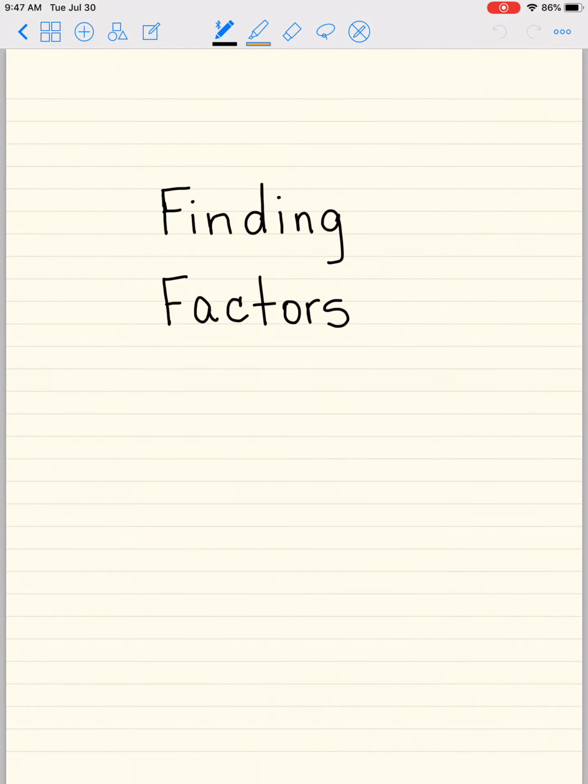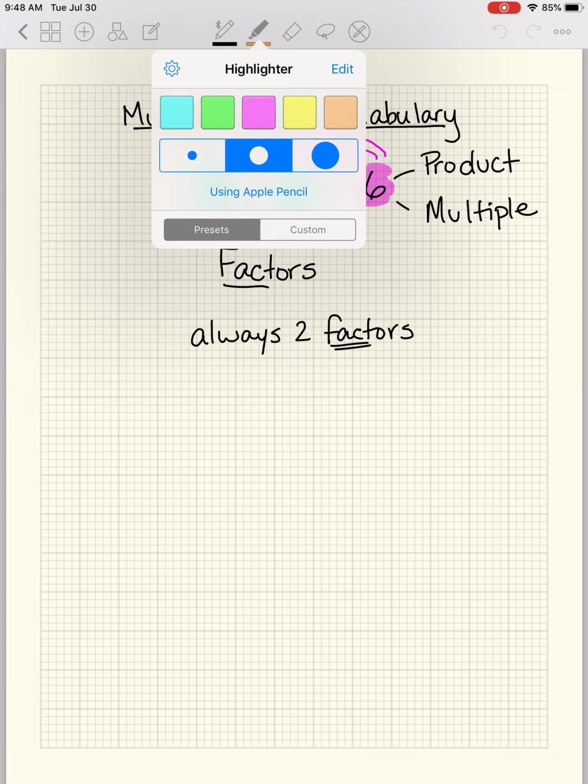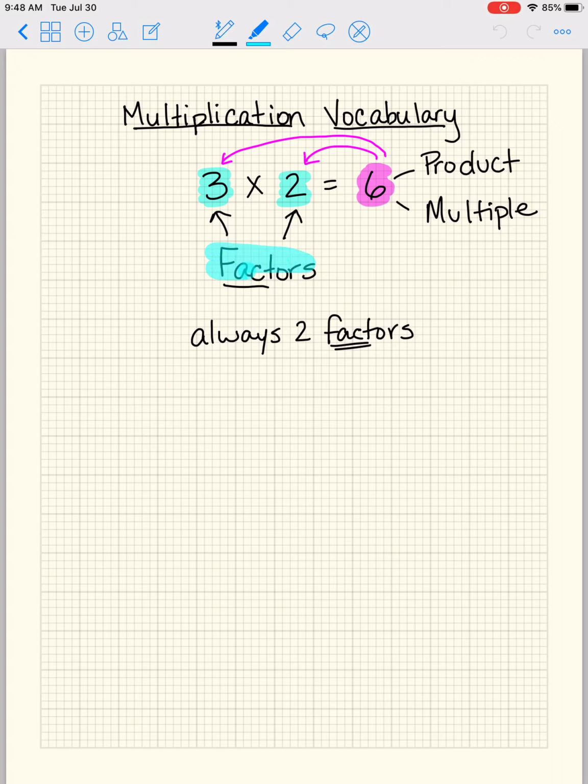So now we're going to talk about finding factors. Now we're going to revisit some notes. You may have seen this video before, and we're talking about the multiplication vocabulary. So here you can see that we talk about our factors, which are the number 3 and the number 2 in our multiplication equation. That's what we're going to focus on today. So we always have 2 factors in a multiplication equation.